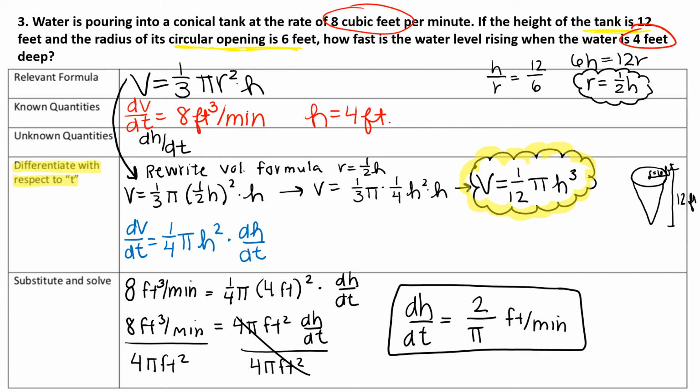So the cone problems can be a little bit tricky because you have to start by creating a ratio of your height and your radius of your tank so that you can then update your volume formula in order to be able to differentiate and then plug in.